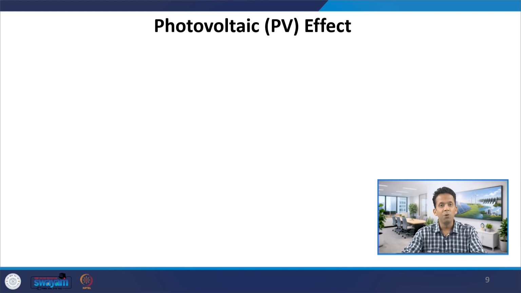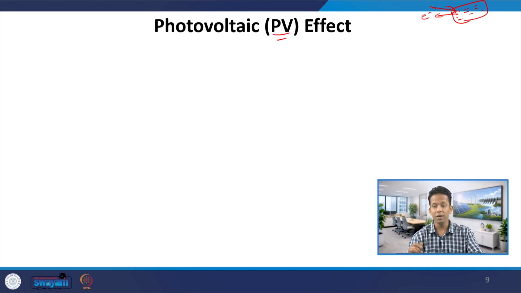Now coming to photovoltaic effect. What is photovoltaic or PV effect? You might have heard about photoelectric effect, where any material is composed of electrons. In the photoelectric effect, when the energy of photons incident on the surface of the material, mostly metals or conductors, is very high, the electrons get knocked off from the surface of the material. They don't stay in the material, they just leave the surface. That is called the photoelectric effect.